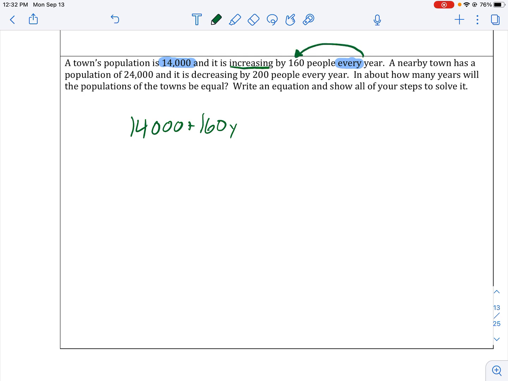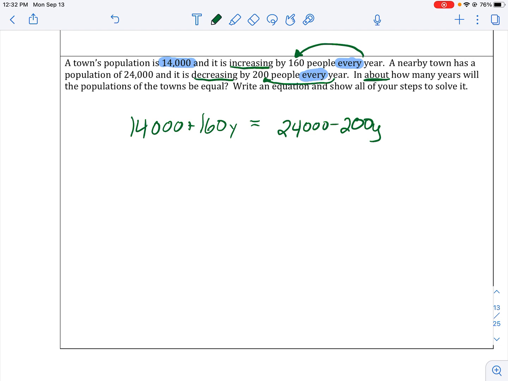Y stands for year. A nearby town has a current population of 24,000, and it is decreasing, which means subtracting, by 200 people every year. Remember there's that every, each, per. So that's 200y, because that is telling us that the number before that, the 200, is going to be with our variable. In about how many years, it says about, will the populations of the towns be equal.